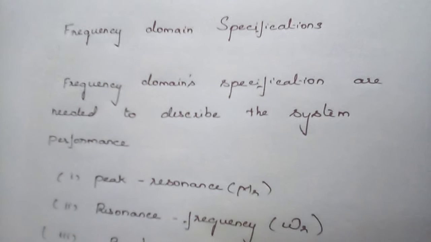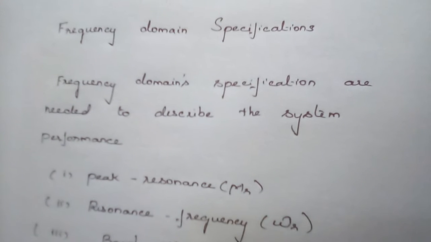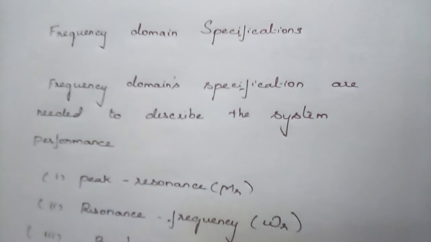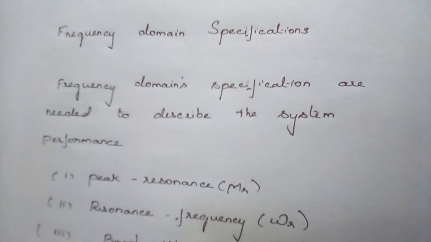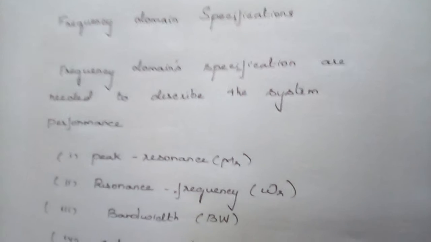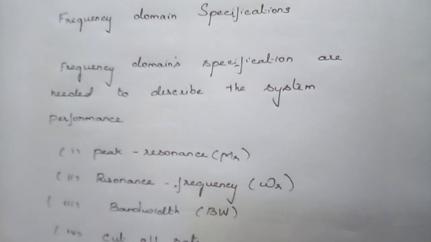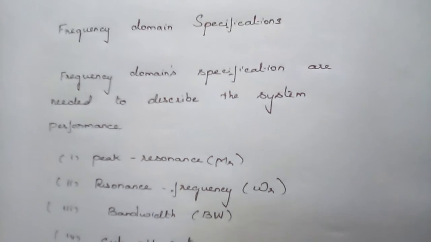In the upcoming session, let us discuss some MCQs and also the correlation between the frequency domain specification and the time domain specification. The frequency domain specification is needed to describe the system performance. System performance is described by means of frequency domain specification, and also by means of time domain specifications. So time response is defined by means of time domain specification, and the frequency response is defined by means of frequency domain specification.